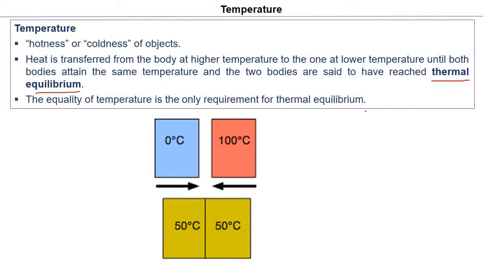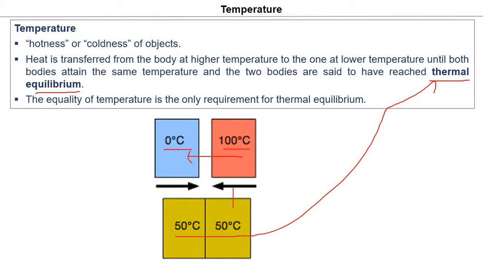How will these two bodies come to the same temperature? Here the bodies are at 0 degree centigrade and 100 degree centigrade. When we touch both of these bodies, heat will transfer from the high temperature body to the low temperature body, and eventually both bodies will come to 50 degree centigrade and there will be no further heat transfer. So at this moment the bodies are at thermal equilibrium. To attain thermal equilibrium, both bodies should be at the same temperature.